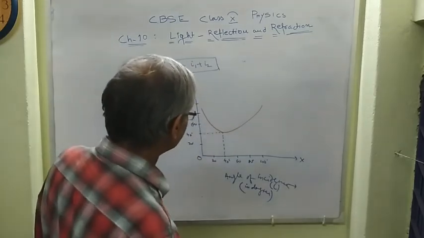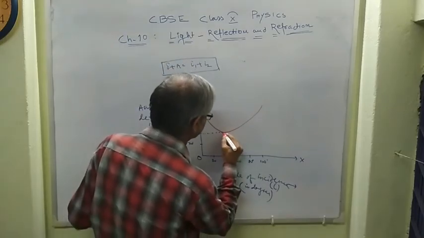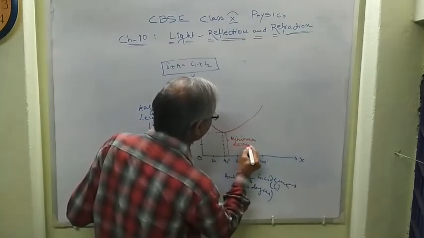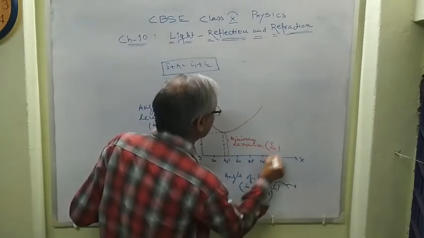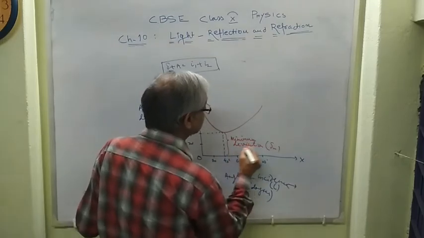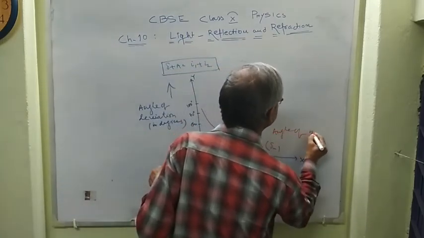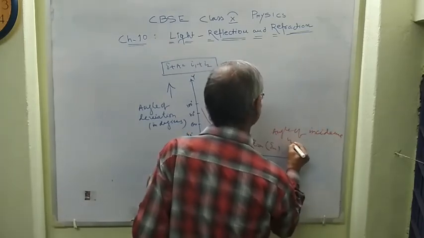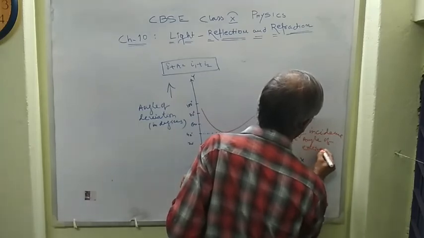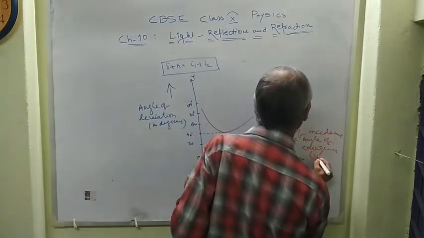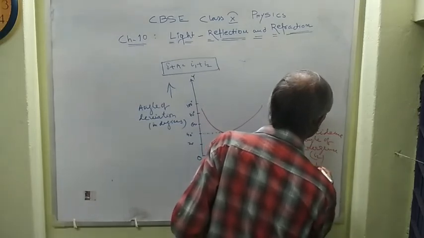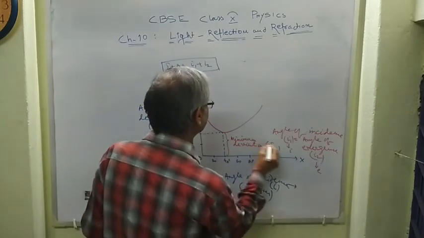Right? We see that this is the minimum deviation, delta M, and it occurs when the angle of incidence equals the angle of emergence, that is I1 equals I2, or it may be I equals E. Minimum deviation delta M occurs in this way.